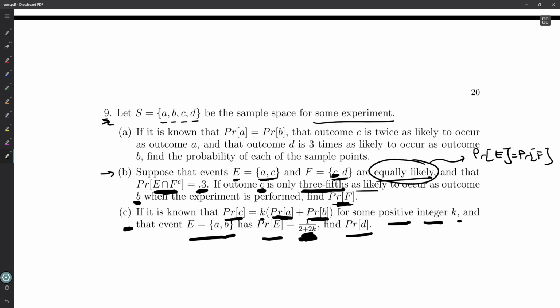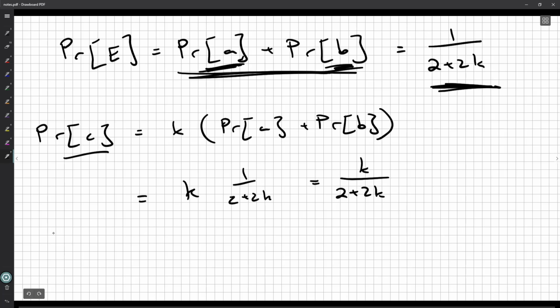What else do we know? Well, actually nothing else other than K is an integer. And what do I want? I just want the probability of D. That's all. Can I just get that? Well, again, we know that A, B, C, and D are the only things in my sample space, so their weights should add up to 1.